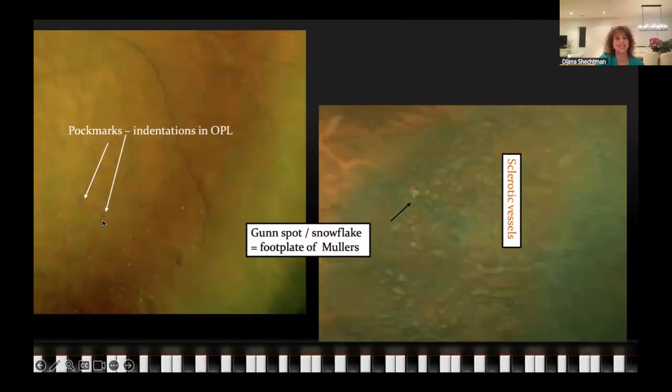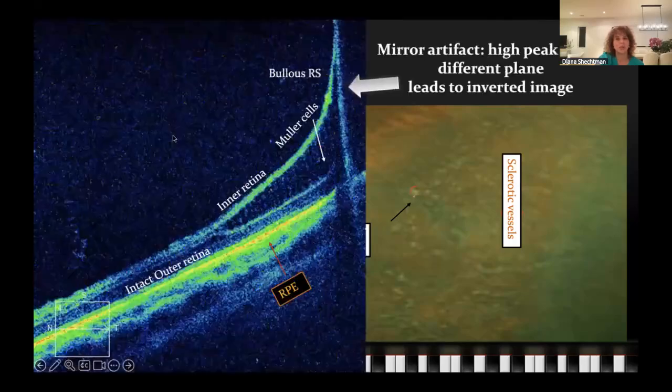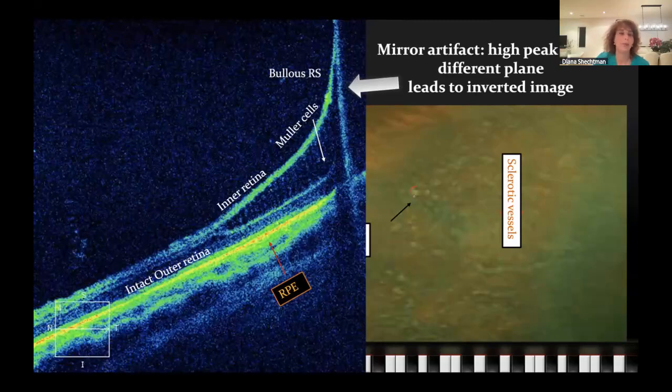Here we can see some of the cystic changes at hand, and the little gun spots right here, all these representations of the Mueller's foot plates and indentations within the outer retina. The vessels overlying that inner retinal cavity are going to become sclerotic, much like in lattice, because it's a thinning area. Great representation of Mueller cells stretching between the inner retina and intact outer retina. Again, giving you representations of what we are looking at.